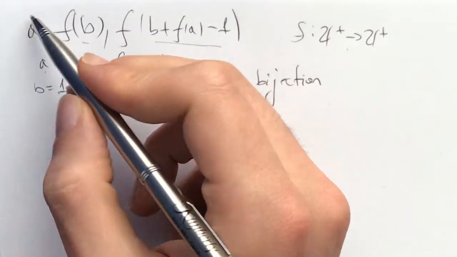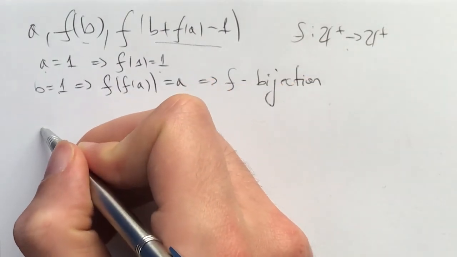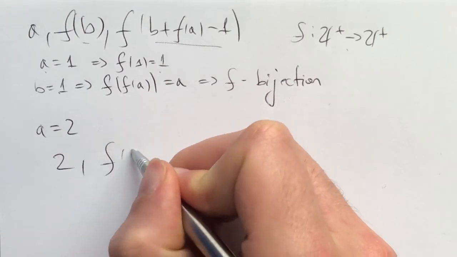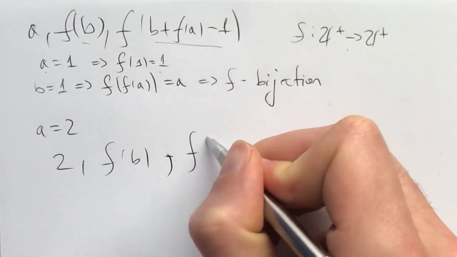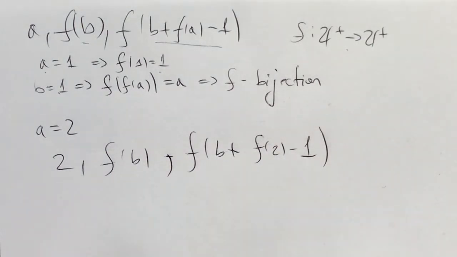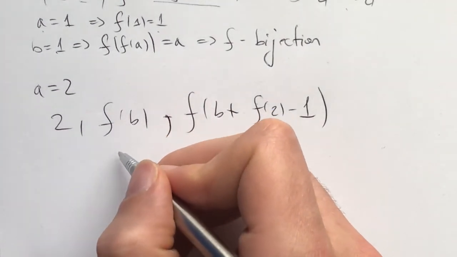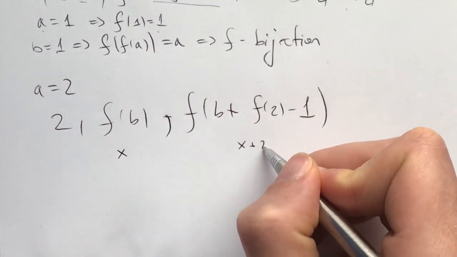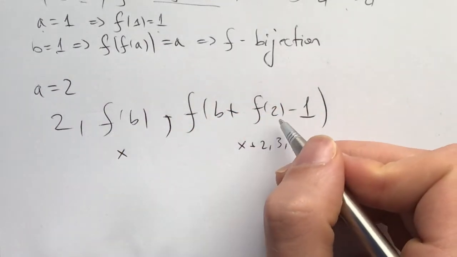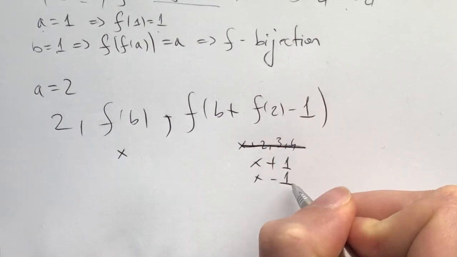Now continuing, I thought, okay, let me try to prove that f of 2 is 2. And let's see, what happens when we plug in a equals 2? Well, we get that 2, f of b, and f of b plus f of 2 minus 1 are sides of a triangle. Now, what this means is that because if this is x, this can't be x plus 2 or x plus 3, 4, because then these wouldn't be sides of a triangle, which means this can only be x plus 1 or x minus 1.